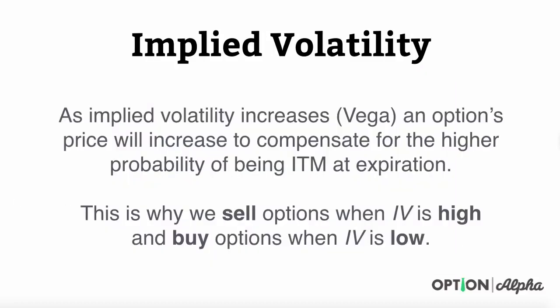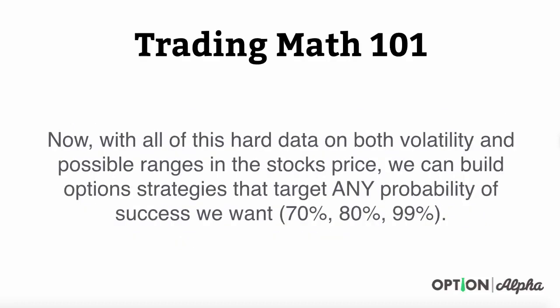Now, this is why we specifically suggest that you sell options when implied volatility is high, because option pricing is going to be very much expensive and rich and swollen because of implied volatility. And this is also why we suggest that you buy options generally when implied volatility is low. And that's because option prices are generally going to be really low and have the propensity maybe to increase in the future.